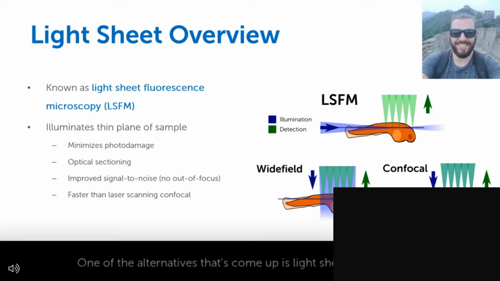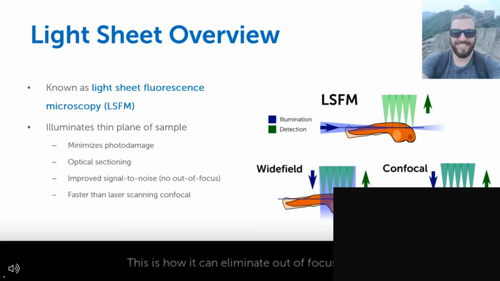One of the alternatives that's come up is light sheet microscopy. As you can see here, the illumination and detection are now occurring at 90 degrees to each other. The illumination comes in from the side as almost, in this case, an hourglass-shaped light sheet. At the thinnest part of the hourglass, this is where it's intersecting with your fluorophores in the sample, and it's only across the focal plane.